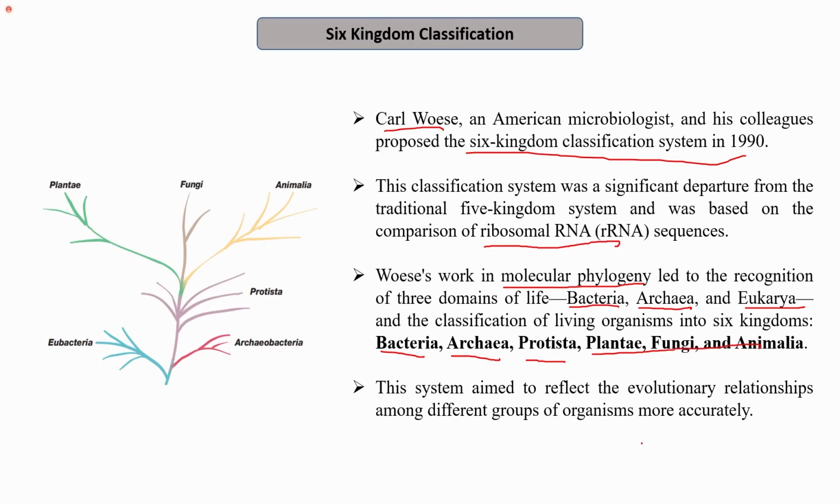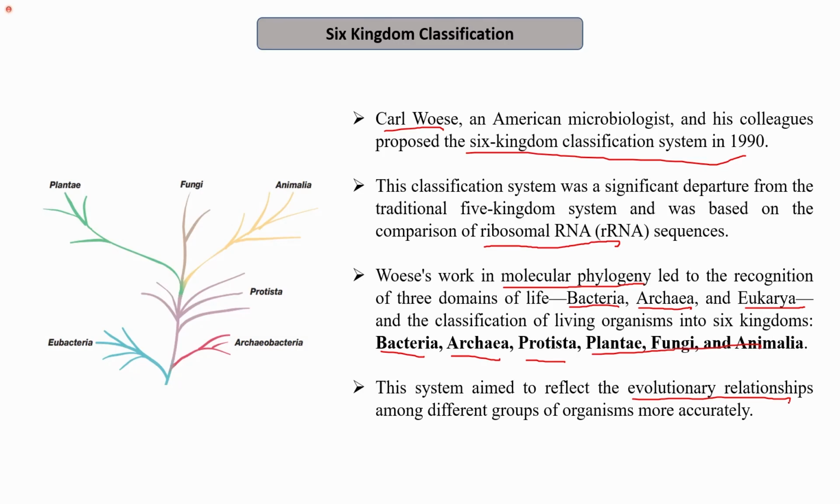So basically, the system aimed to reflect the evolutionary relationship. This is very important, that before that, much focus was not given to evolutionary relationship, and therefore some organisms were put inappropriately into different kingdoms. But from now, the focus shifted towards the evolutionary relationship. It was based more on the molecular phylogeny based on the rRNA sequencing, that is the ribosomal RNA sequencing.